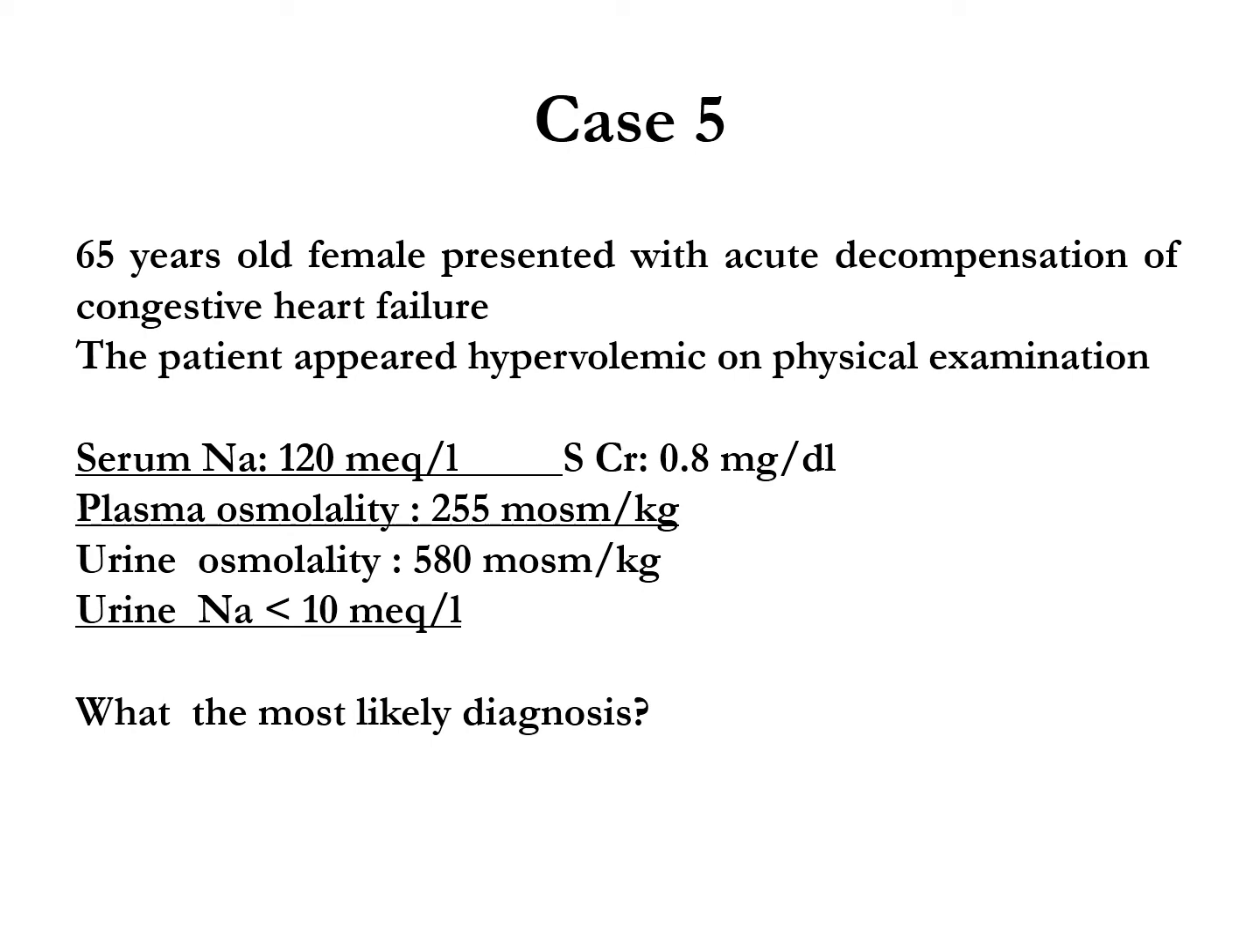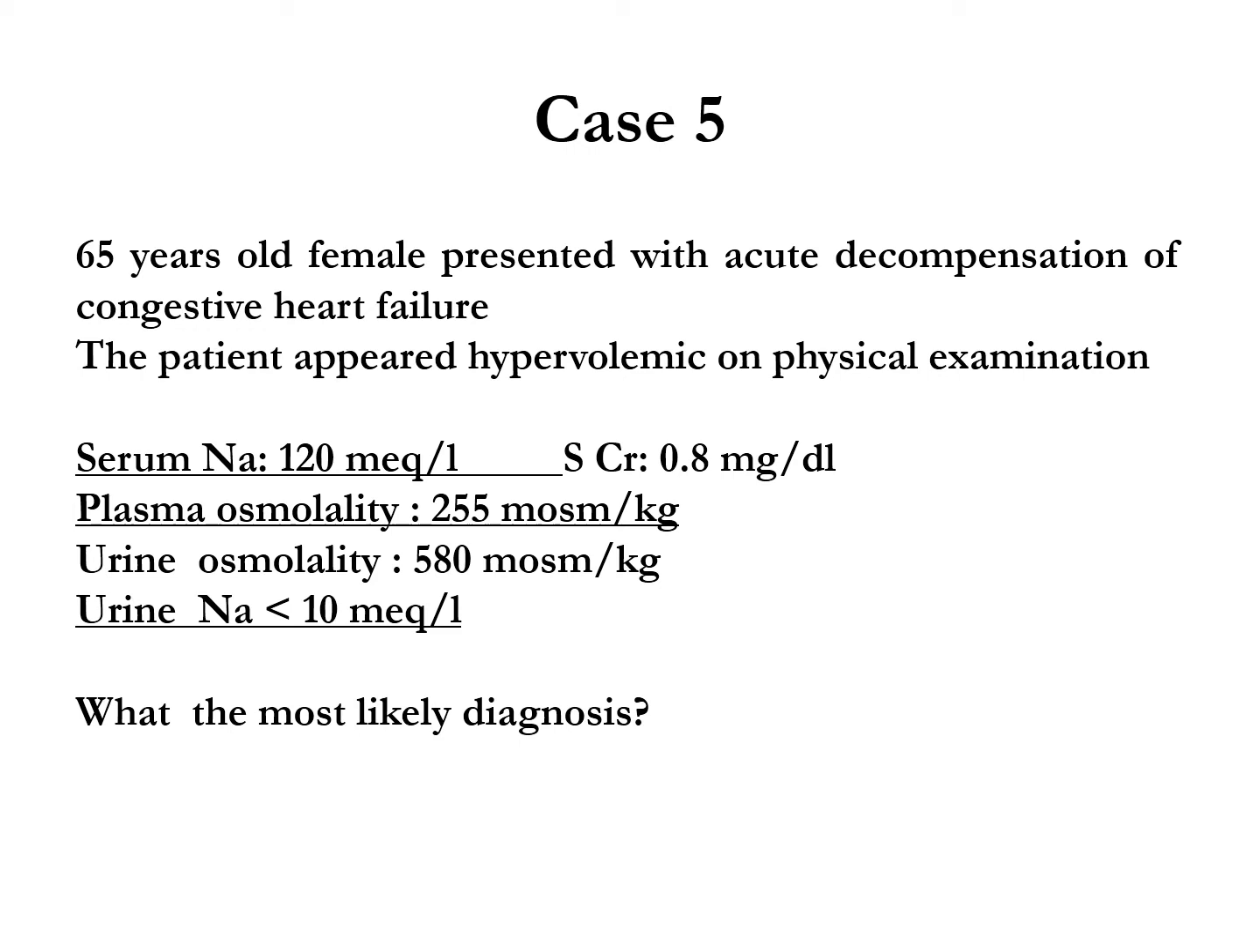This case is an old female with decompensated heart failure, and the patient is hypervolemic. The serum sodium shows hyponatremia, and the plasma osmolality shows hypoosmotic hyponatremia, or true hyponatremia. So it is a case of true hyponatremia in a hypervolemic patient. The urine osmolality is high, and the urine sodium is less than 10 milliequivalent per liter.